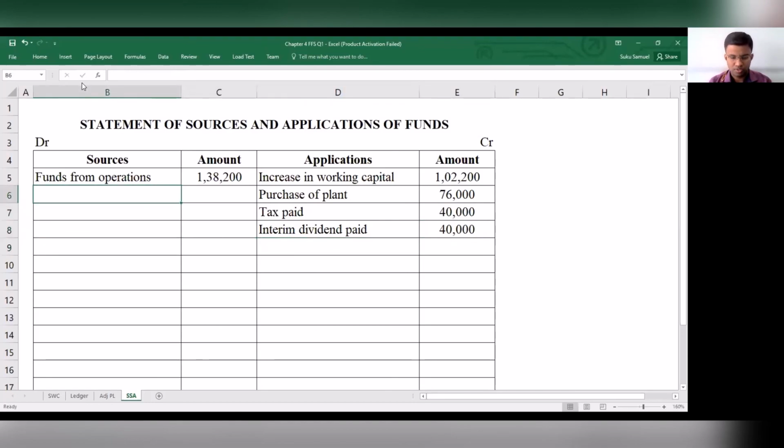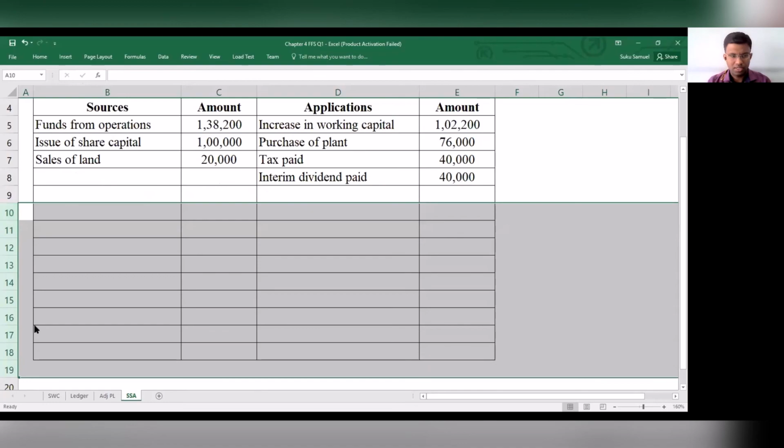Now let's quickly go back to the sources. What were the sources that we have? The issue of share capital. You have issued new capital worth 1 lakh. That has been considered. Then another source is the sale of land, worth 20,000. That has also been considered. So I think that's pretty much it.